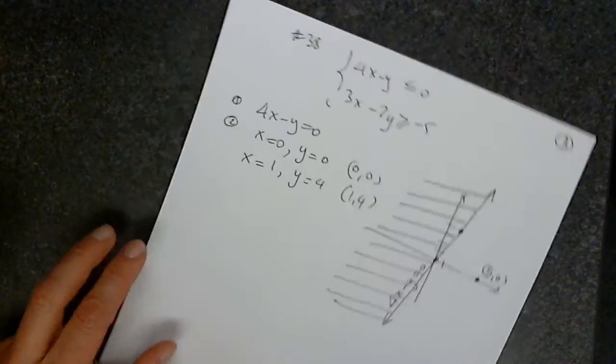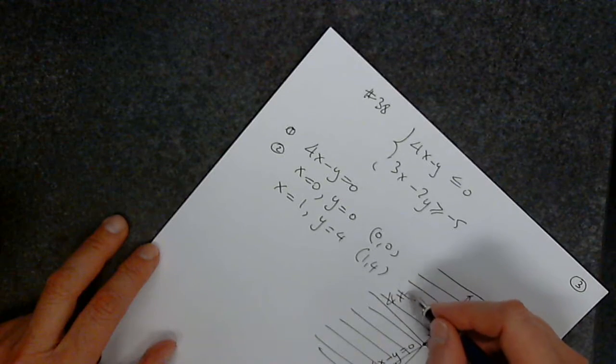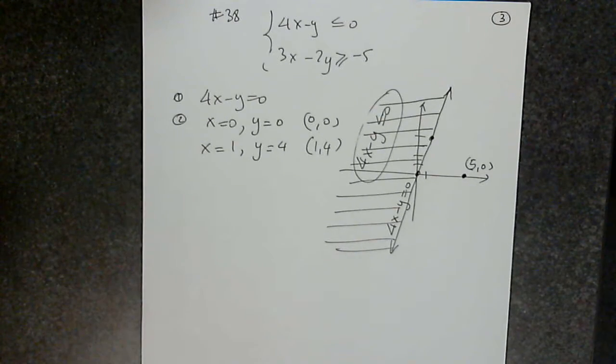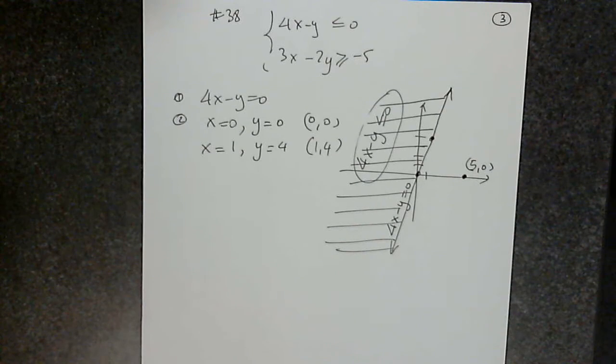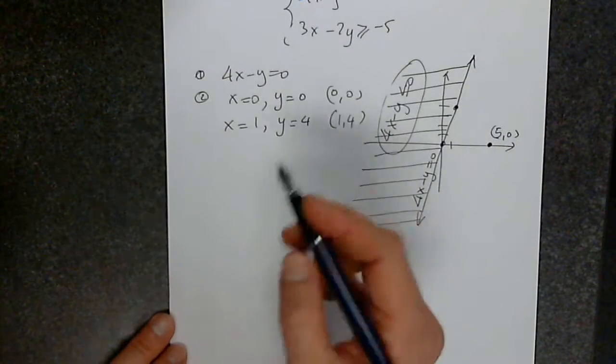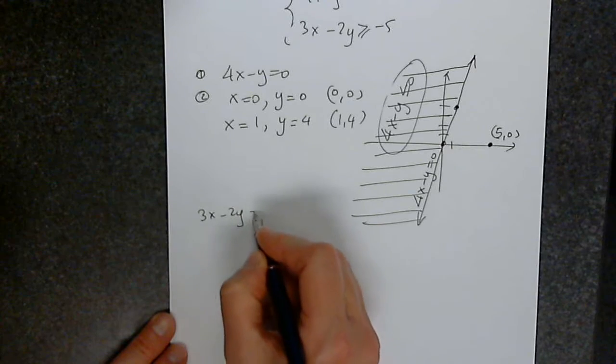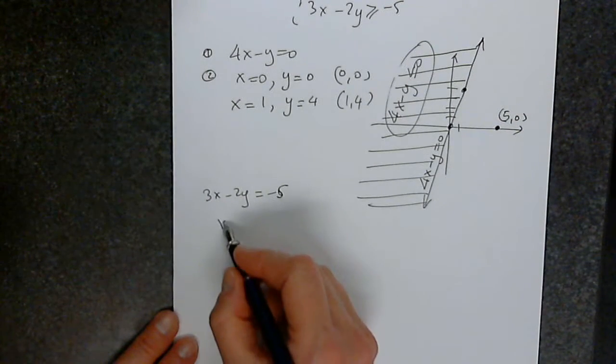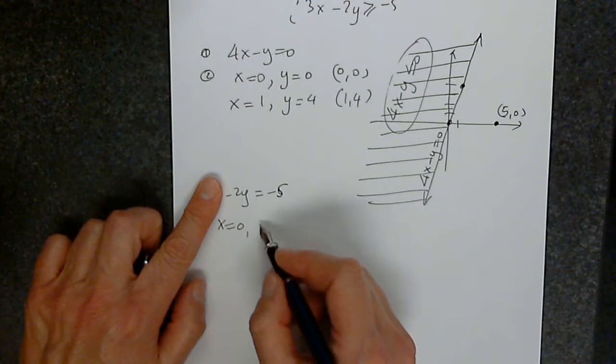Now this is the inequality. So this is 4x minus y less than or equal to 0. All points in that area or region. Okay, I will repeat with 3x minus 2y equals negative 5. So when x is 0, how much is y?